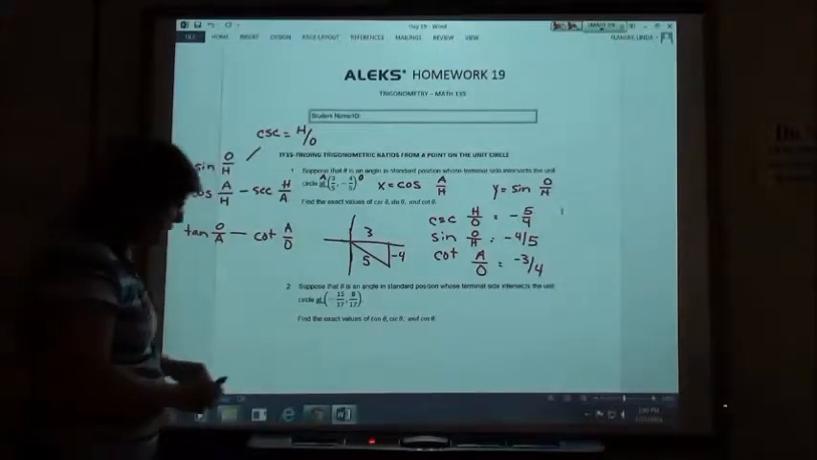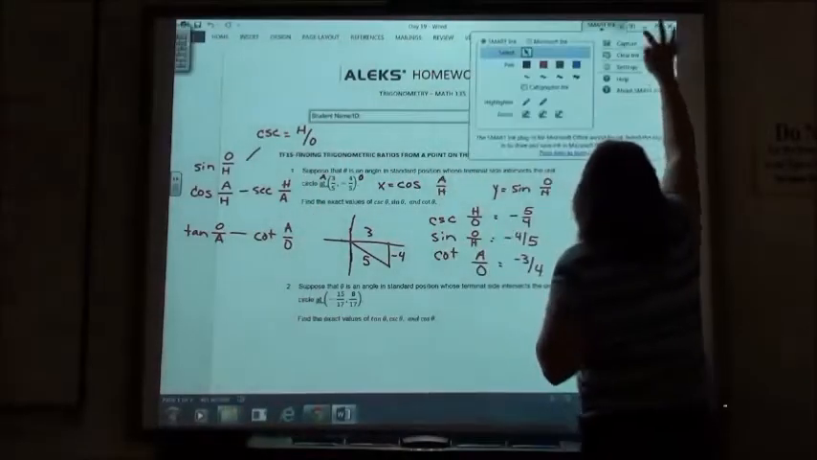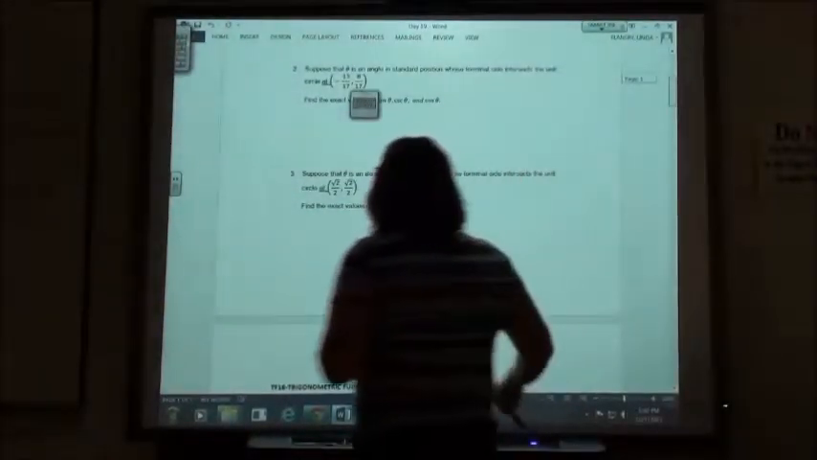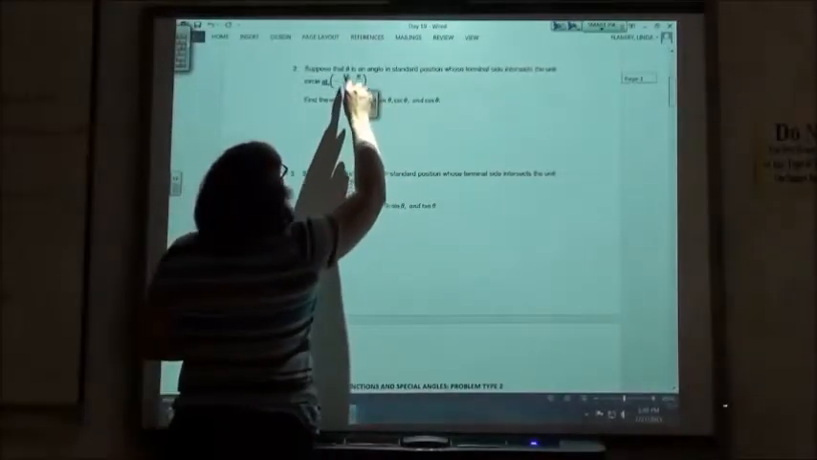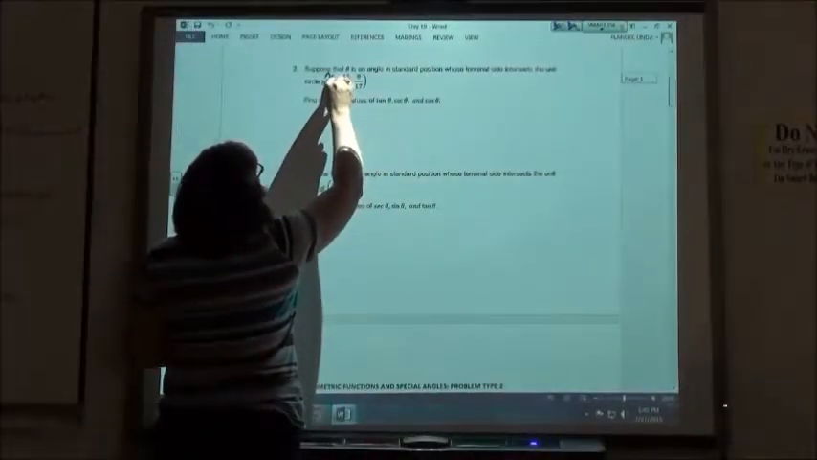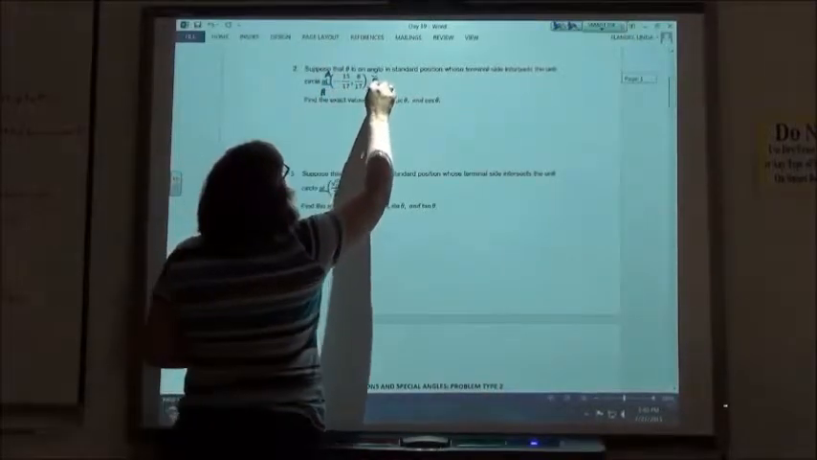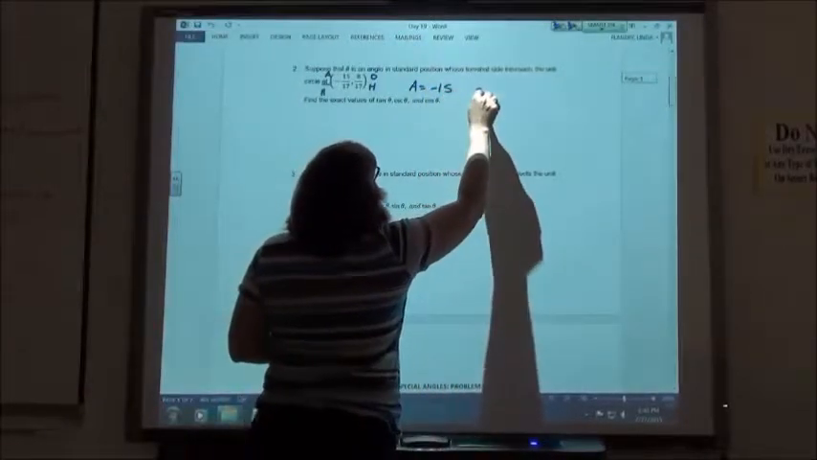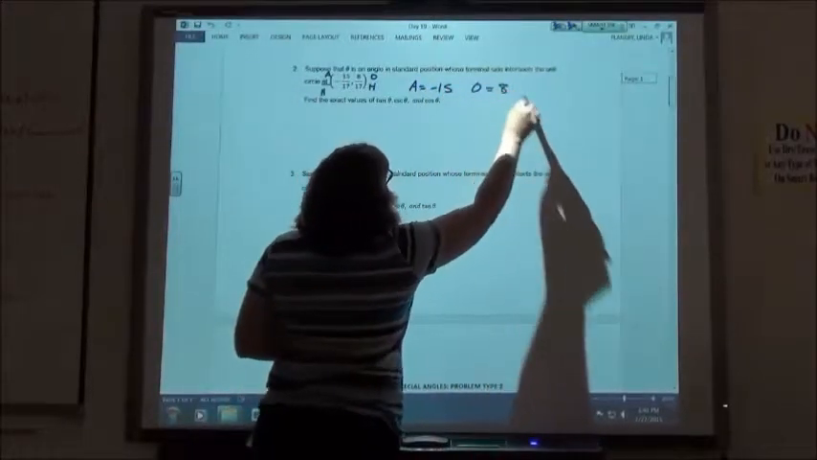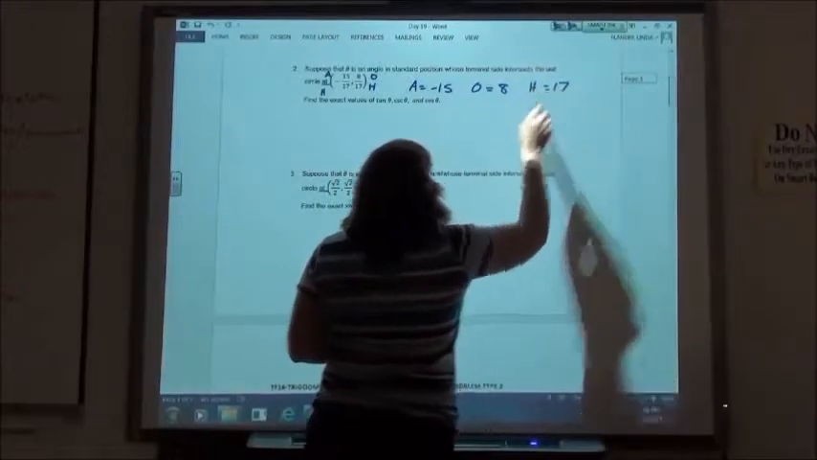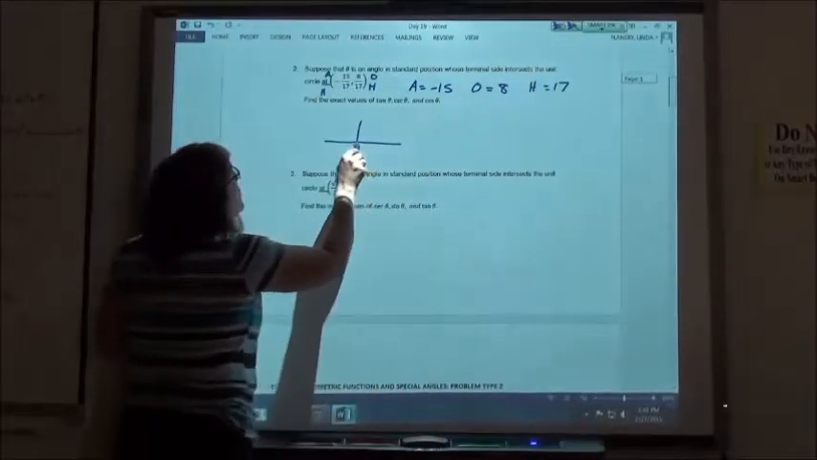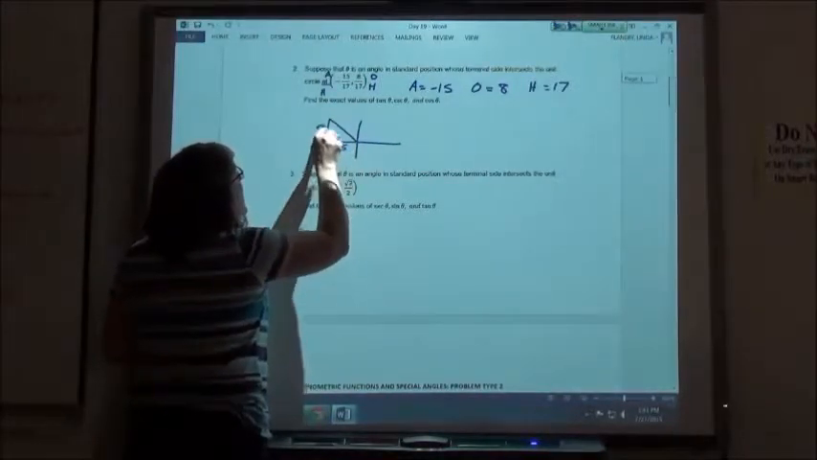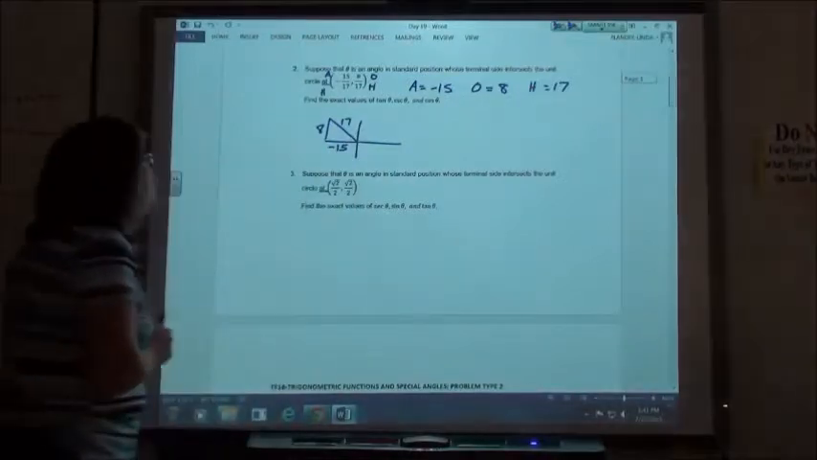Now hopefully you have those written down. I got to move the board here. So on number 2, again, since this is the cosine, this is going to be the adjacent over the hypotenuse, and this will be the opposite over the hypotenuse. So my adjacent's going to be negative 15, and my opposite's going to be 8. My hypotenuse is going to be 17, which tells me I have to go negative 15, 8. So negative 15, 8, and 17 would be my triangle.